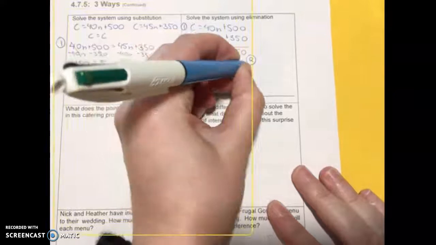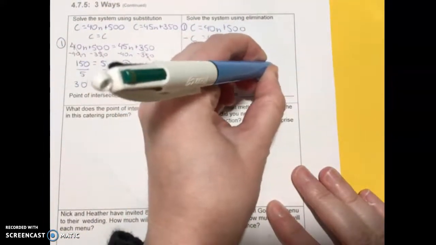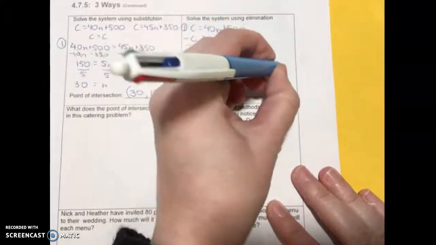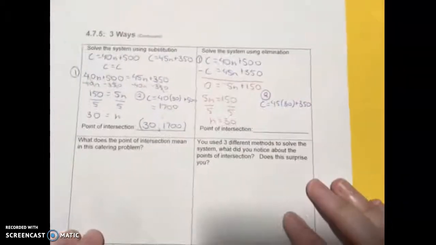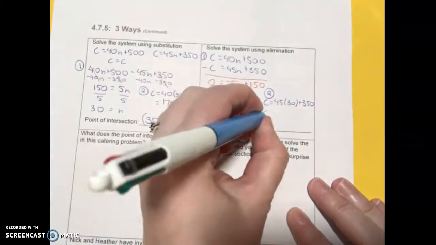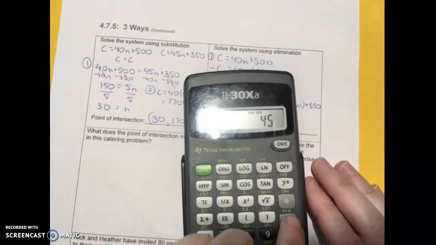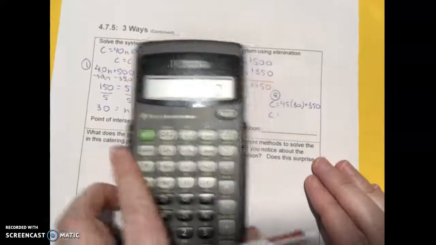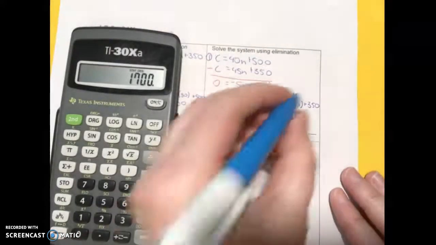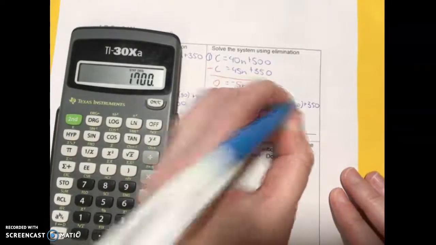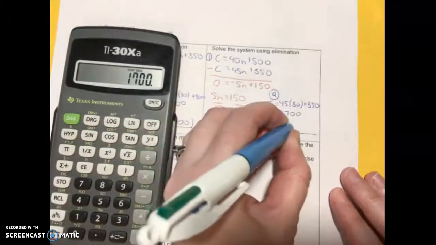And step two, let's use the other equation just for fun. So we're going to do c equals 45 times 30 plus 350. So if I put that into my calculator, 45 times 30 plus 350 is 1700. Perfect. So my point of intersection again is 30 and 1700.